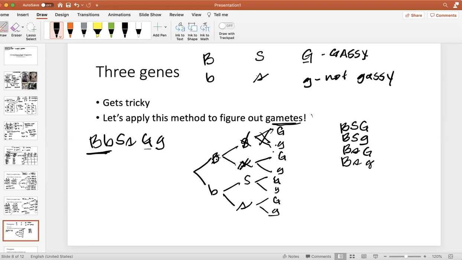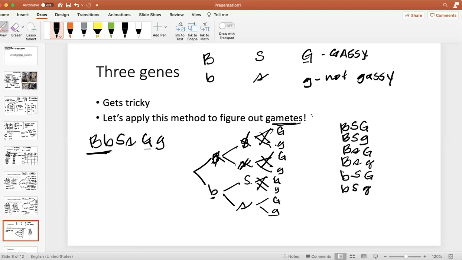Okay, we've exhausted that one, and we've exhausted that one. And we've actually exhausted this one now. Okay, big B, big S, big G. Oh, sorry, little b, big S, big G. Little b, big S, little g.